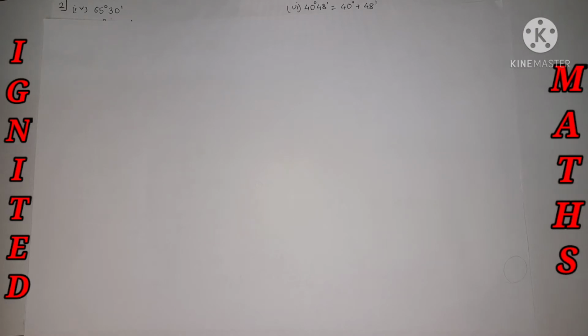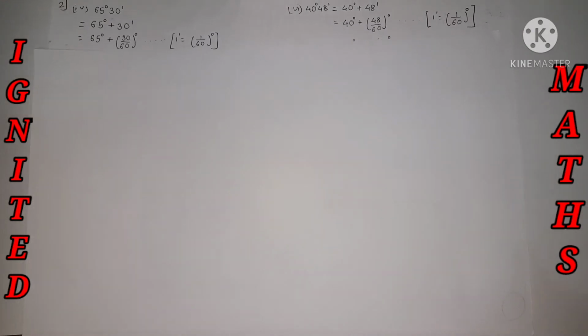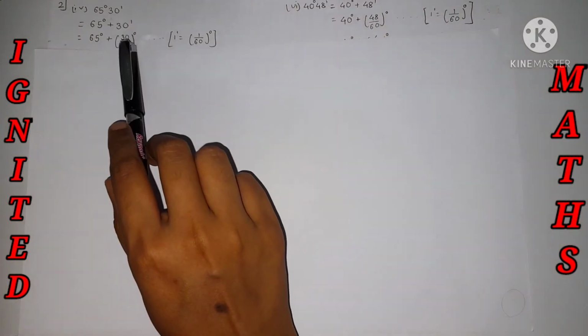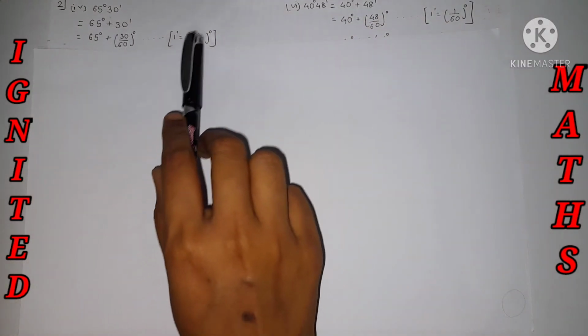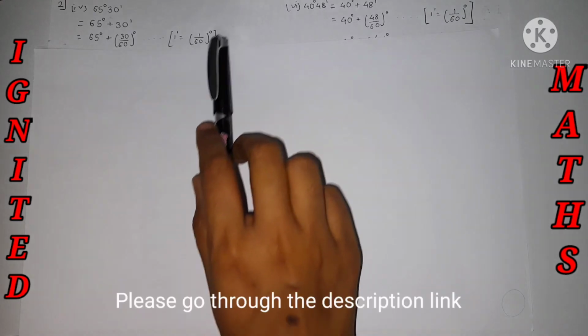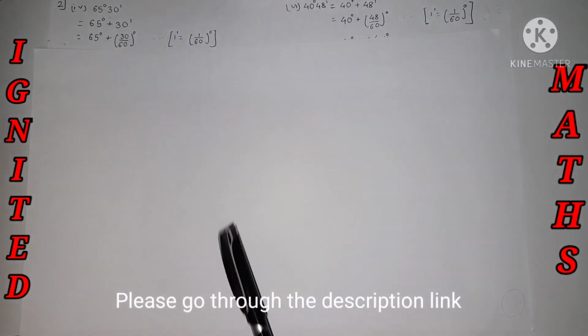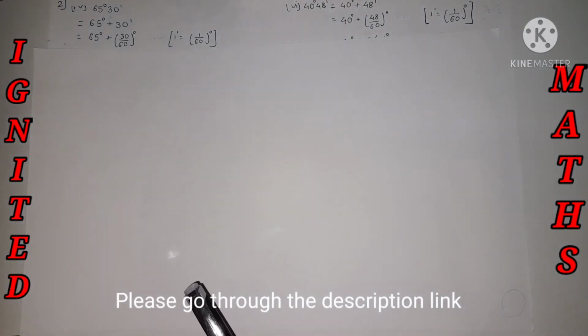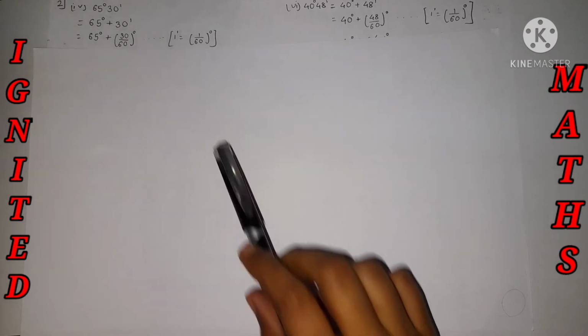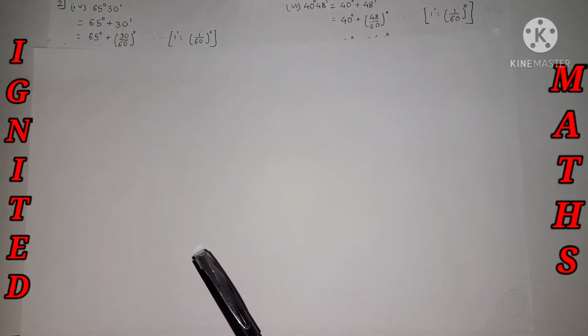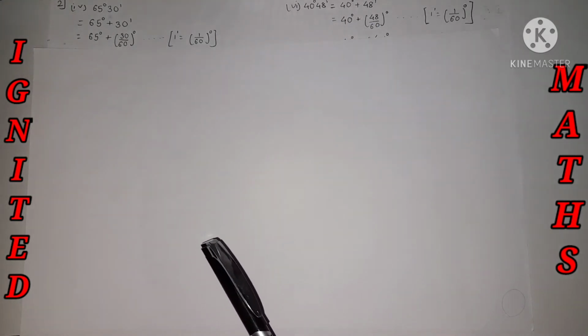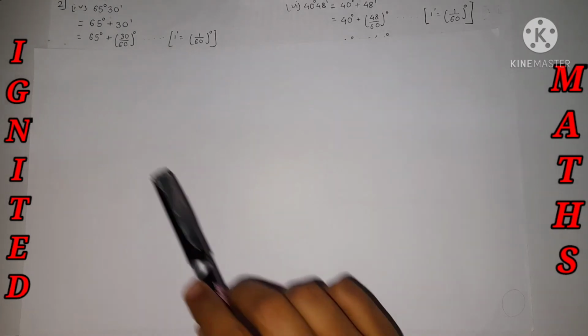So 30 minutes is equal to 30 by 60 degree. Yes, 30 by 60 degree is noted over here. Okay, we have converted it into degree form. For that purpose we have used the formula. Later, the formula derivation we have already posted in a video. Please go through it to see how the derivation came, and the sums are also mentioned over here, so we will get a clear concept of it.